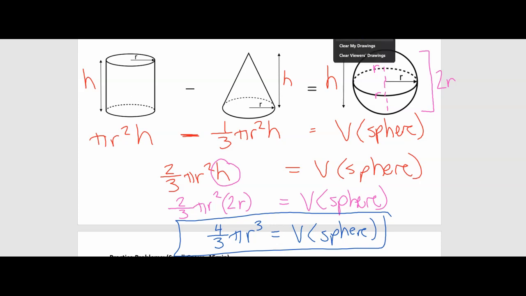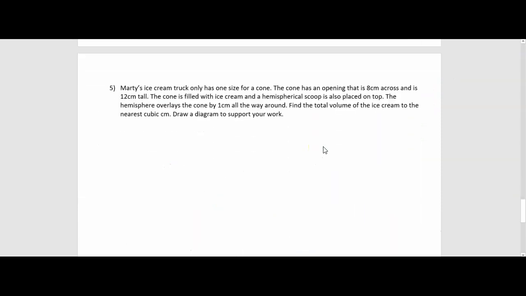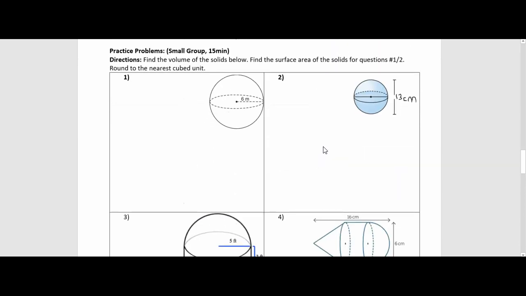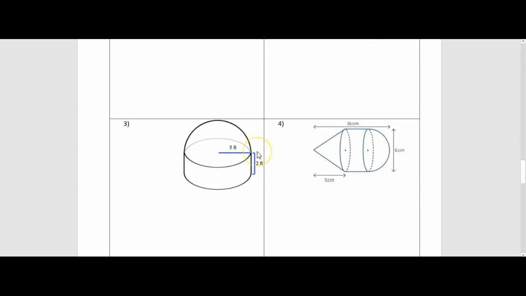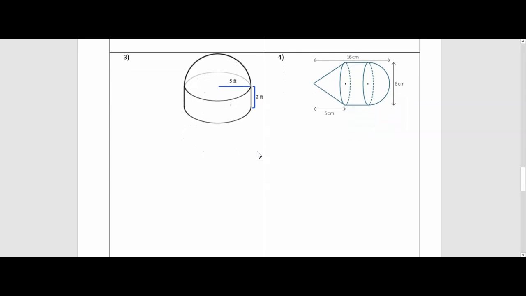Let's now look to apply them. The first two are very straightforward. So we are just going to jump to number 3, another composite solid. So we have a little hemisphere on top of a cylinder, and we want to find the volume of everything combined. So pause the video, find the volume of each of those solids independently, and then find the sum.